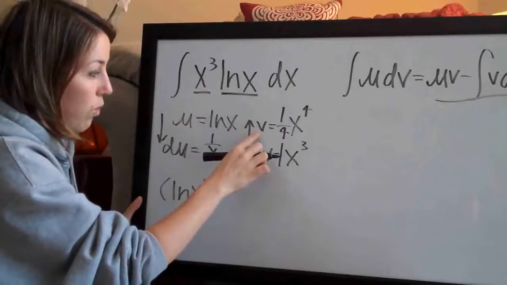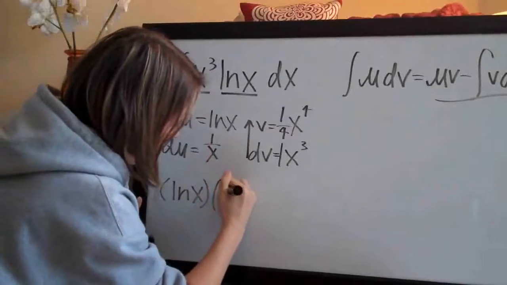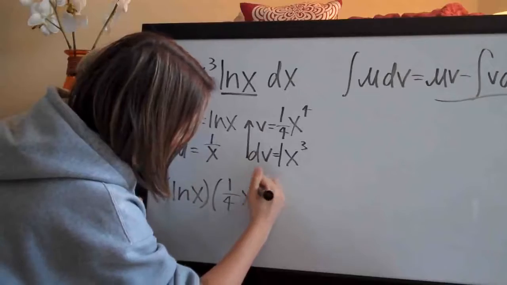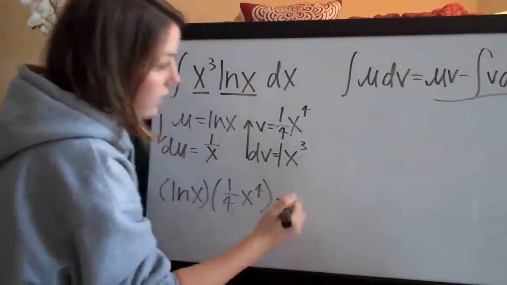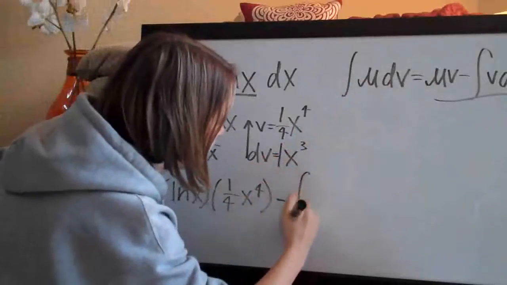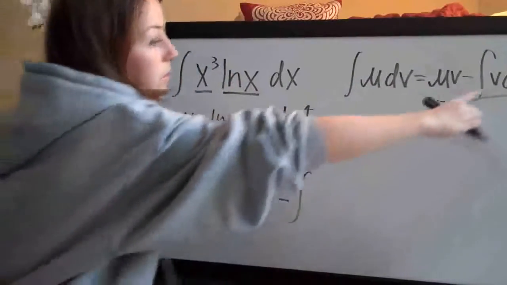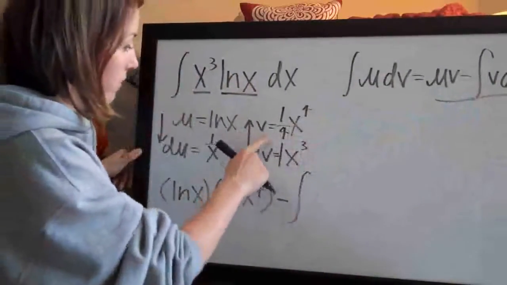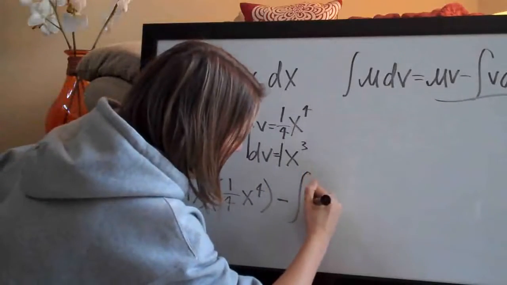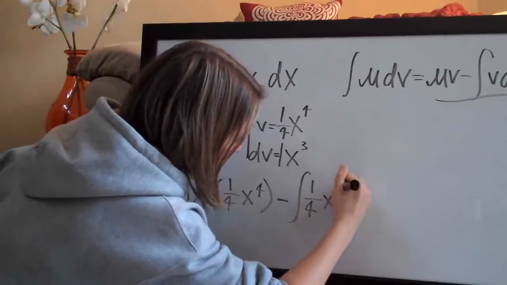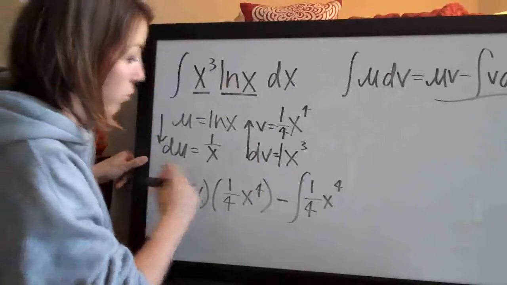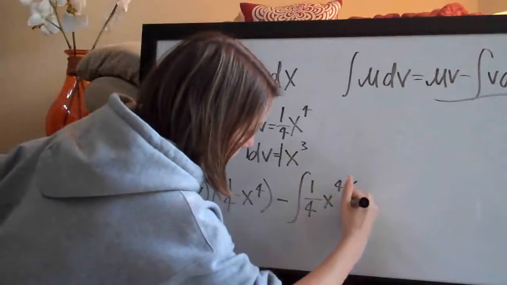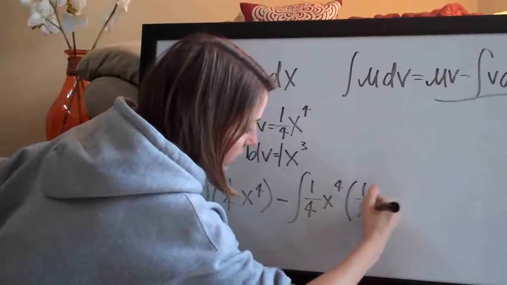So v we said was 1/4 x to the 4th. Then we have a minus sign, so minus, and then the integral of v. So here we've got v, 1/4 x to the 4, and then du, which we got here. Du is 1/x. So let's go ahead and put that in parentheses so we can differentiate.